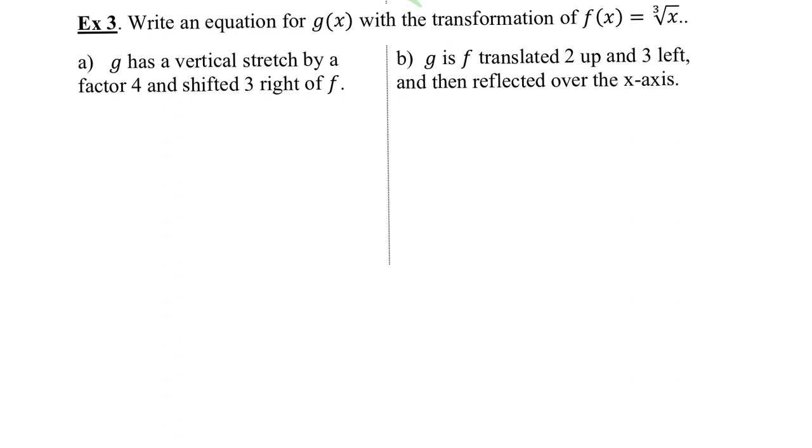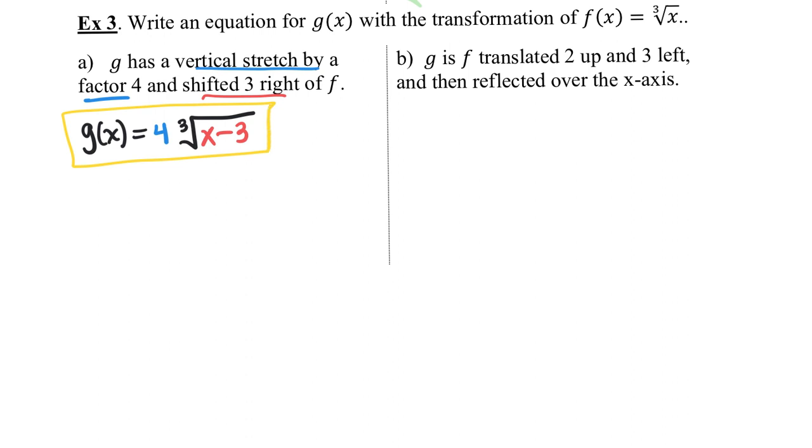Okay, last example, we're going to write the equation for g of x with the transformation of f of x equals the third root of x. So these are all going to be cube roots. Okay, let's try. Okay, g has a vertical stretch by a factor of 4, and then it is shifted 3 right. And what is this, third root? So the 3 right should be inside the radical. And then this should be called g. Okay, let me check it before I box it. Okay, g, vertical stretch of 4, shifted 3 right of f, and f is a third root. Okay, there it is.